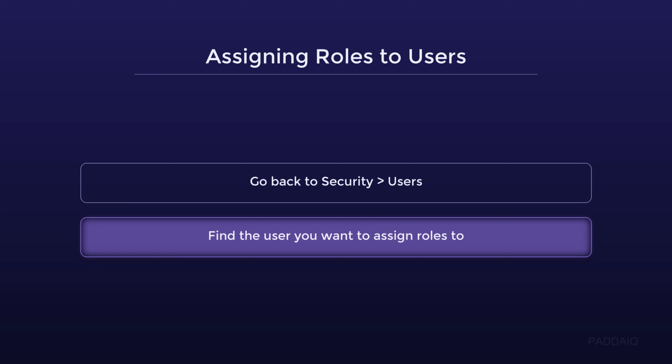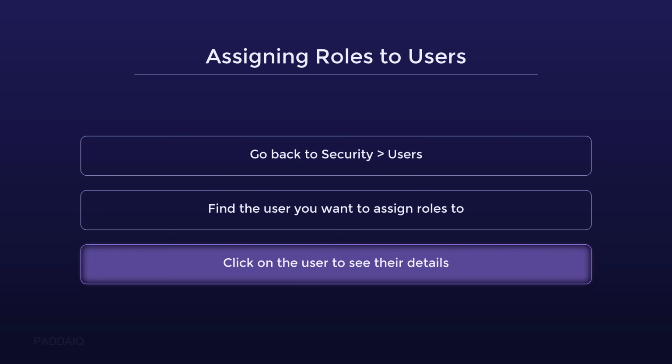Find the user you want to assign roles to. This means locating the specific individual in the system before granting them permissions. For instance, if Maria joins your team, you first search for her user ID. This initial step ensures that role assignments are accurately directed to the correct person, preventing access errors.